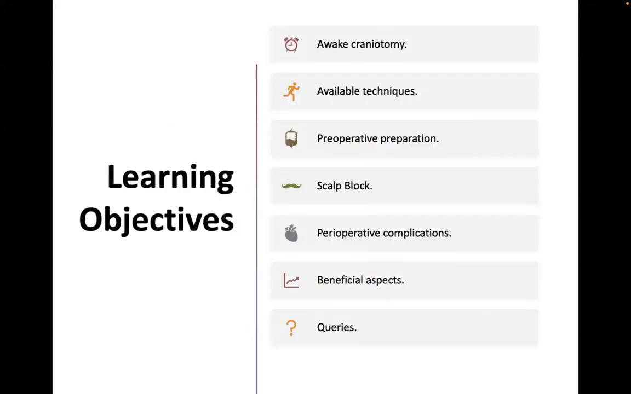Okay, thank you. The objective of my talk today is to see what awake craniotomy is and the available techniques. We'll see how the preoperative evaluation of these patients is important for an anesthetist. Similarly, the important analgesic regime of this technique is a scalp block, and we are going to touch on that also. We'll see the relevant perioperative complications and the beneficial aspects of this technique. At the end, as Abdullah said, we'll take some queries, and I'll be more than happy to have everybody be part of this discussion.